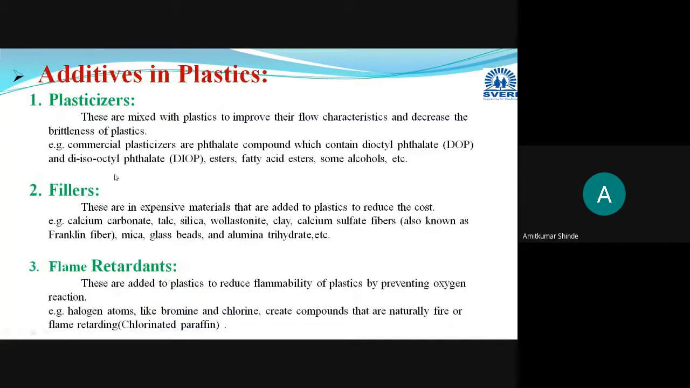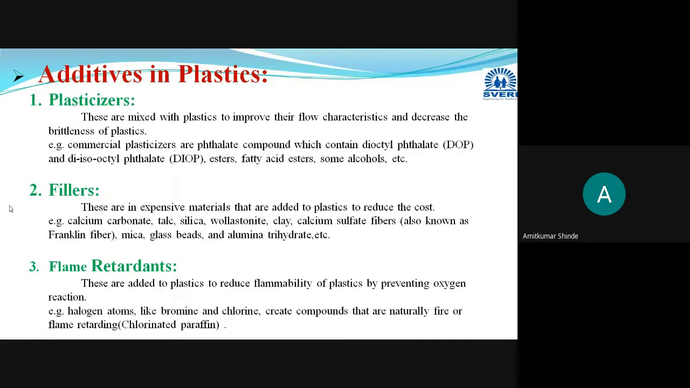Fillers are helpful to reduce cost, and to improve the flow, they have referred to the softeners and extenders. Here I have taken it separately. Just don't get confused.